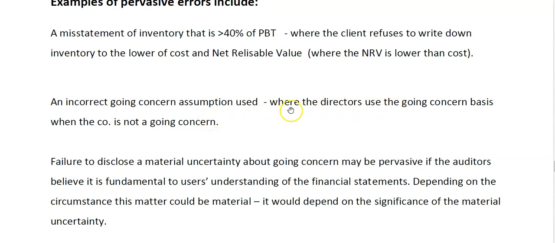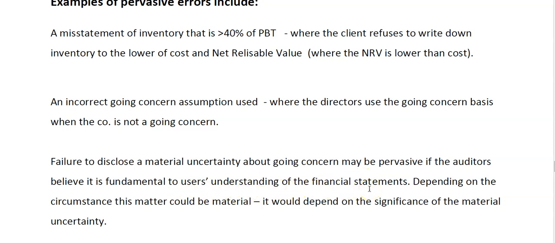Where the directors use the going concern basis when the company is not a going concern, when the auditors have evidence that the company is going to go into liquidation or is not going to be in existence for the next 12 months, well then definitely the accounts should not be relied on if the directors continue to use the going concern basis. Related to going concern, failure to disclose a material uncertainty can be pervasive if it's fundamental to users' understanding of the financial statements.